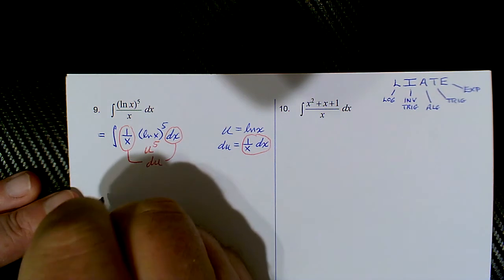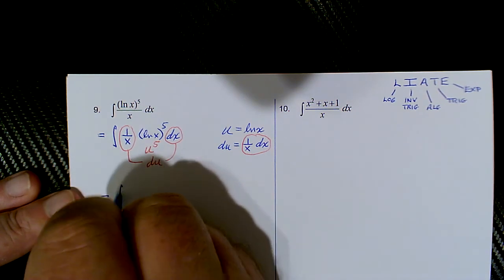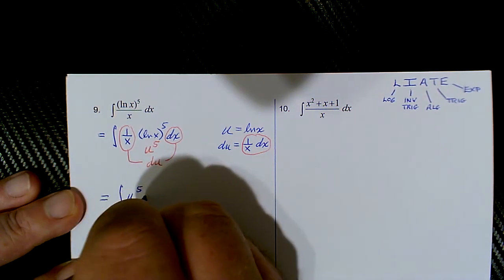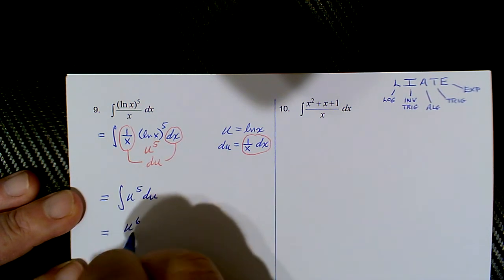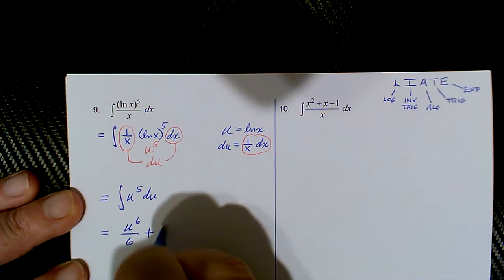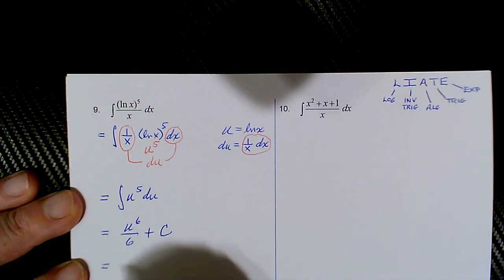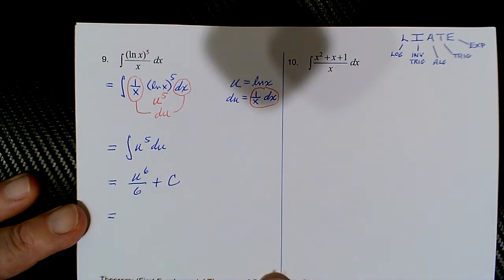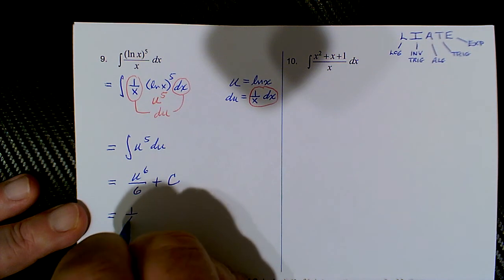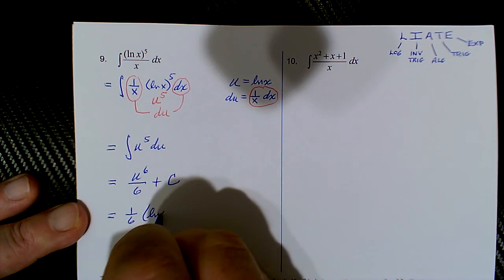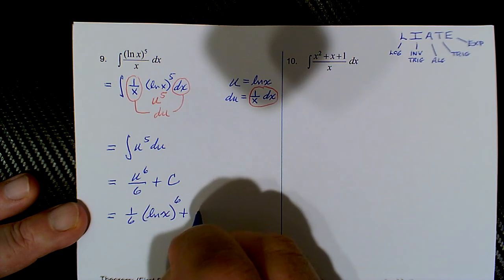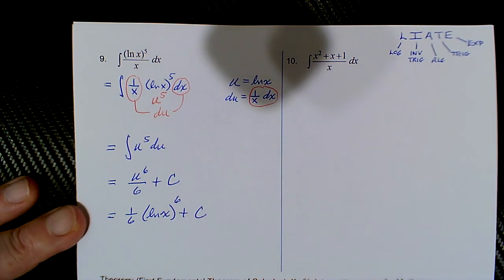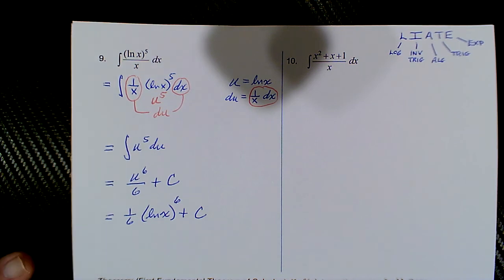And then we just have, upon the change of variables, the integral of u to the 5th with respect to u, which we can then integrate: u to the 6th over 6, add our constant of integration at that point, and then back substitute. So I'll write 1/6 and putting back u in parentheses the natural log of x quantity to the 6th plus our constant. So that's a special situation when a log is involved.